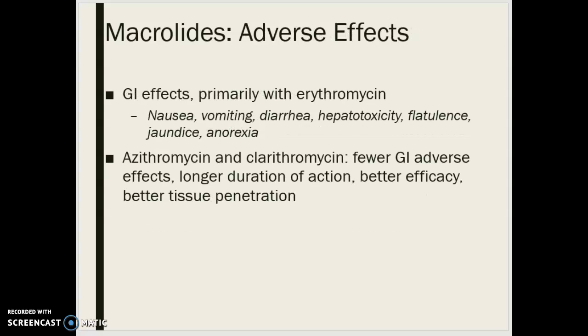They do, however, share common adverse effects, GI effects. Primarily, you'll see more of these with the erythromycin. The Z-Pak, the azithromycin, and the clarithromycin, we'll see less of the adverse effects. They do have a longer duration of action, better efficacy, and better tissue penetration. So you can see why this Z-Pak is so handy, and so many people like it because it's 5 days of treatment, but the actual duration of the action is 10 days for that medication.